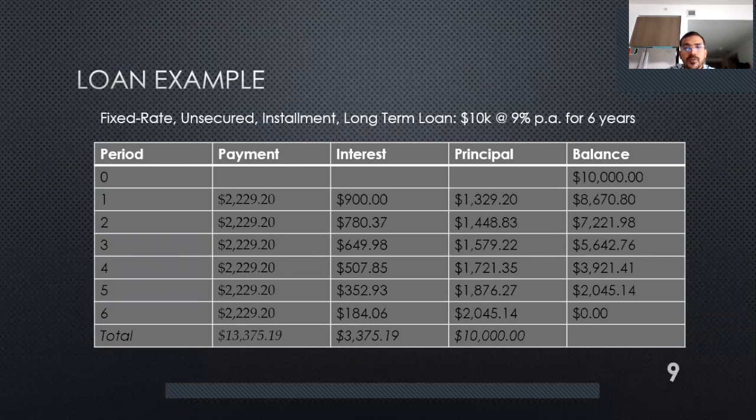In this example of a fixed rate unsecured long-term installment loan of $10,000 at 9%, we can see how each payment is broken down into interest and principal. Since each month payments are being made into the principal, we can see how in the following periods the interest reduces since it's calculated from the last balance. For example, on period 1, we pay $900 in interest, which is 9% of $10,000. Then on period 2, our interest payment was reduced to $780, which is 9% of the pending period 1 balance, $8,670.